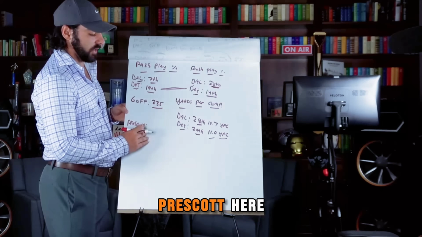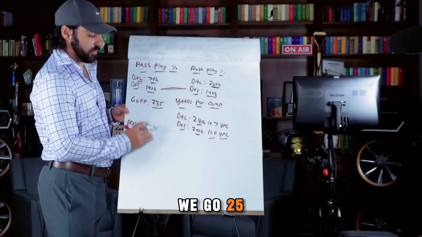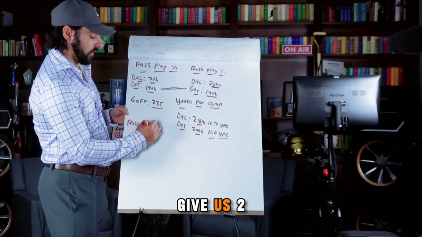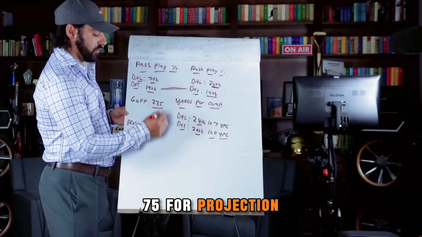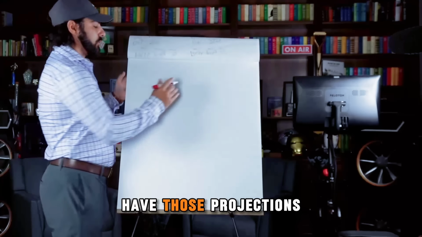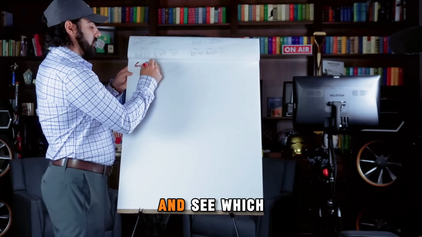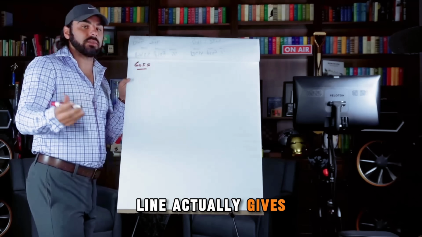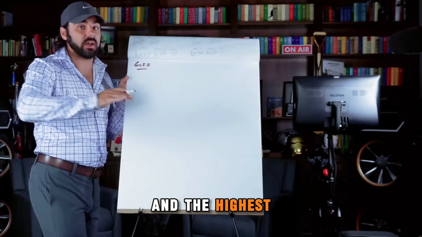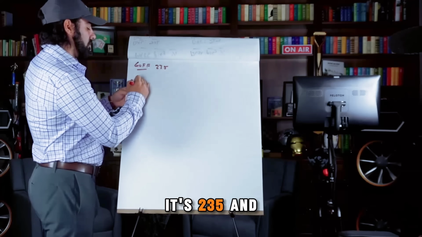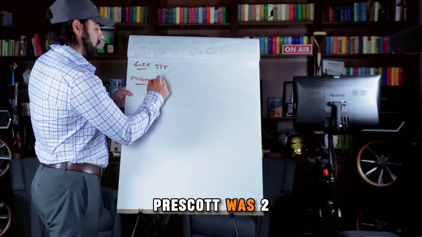Now we do the same with Prescott. For Prescott, we would go 25, multiply that by 11, and that would give us 275 for a projection on Dak Prescott. Now that we have those projections, we're going to write them down once more. We have to go through the lines and see which line actually gives us the highest probability and the highest edge. All right, so Goff was 235 and Prescott was 275.